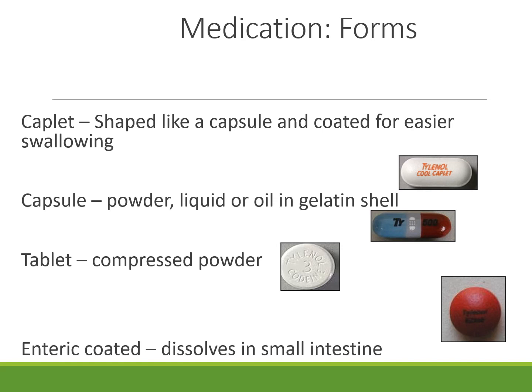For the tablet, these are compressed powder. Most drugs that come in tablet form, for example, paracetamol. Paracetamol comes in tablet form. Vitamin C, or ascorbic acid, also comes in tablet form. Although there is ascorbic acid that comes in capsule, there is also ascorbic acid that comes in tablet.